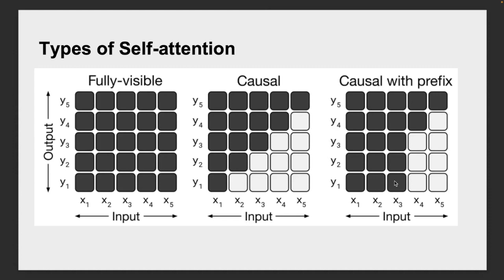And there's a slight modification, the causal with a prefix, where here you set a prefix, right? So say if you set it to 3, it means that all the prior 3 tokens can be fully observed. For example, this block is full black, and then after k equals 3, you apply the causal logic over there. So basically, the causal with prefix is the combination of fully visible and causal.